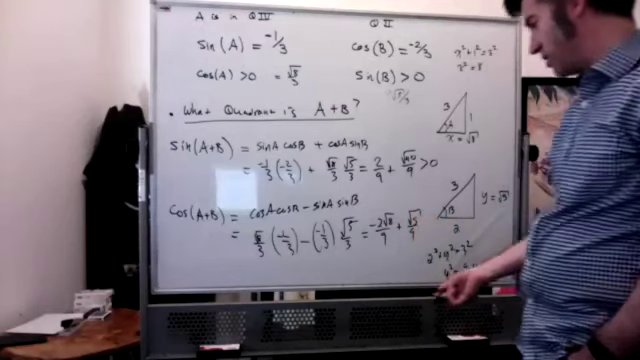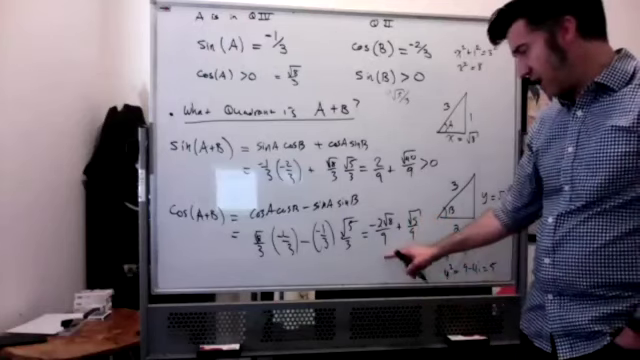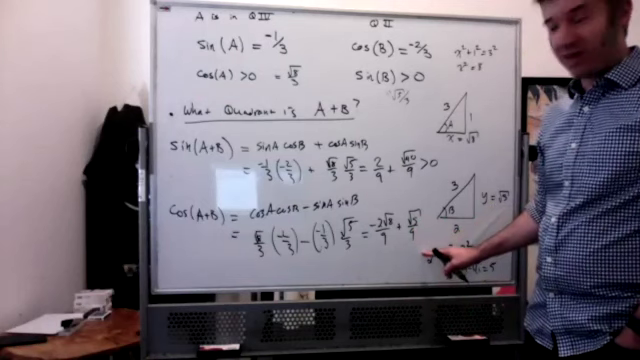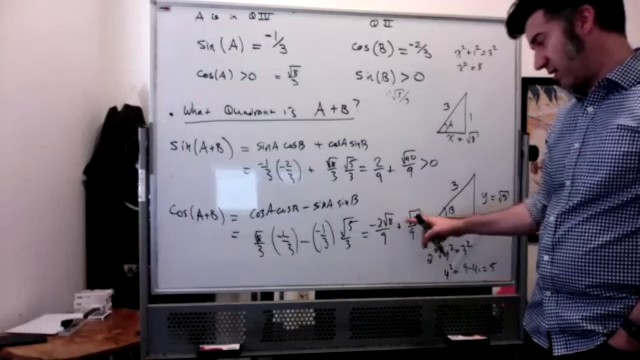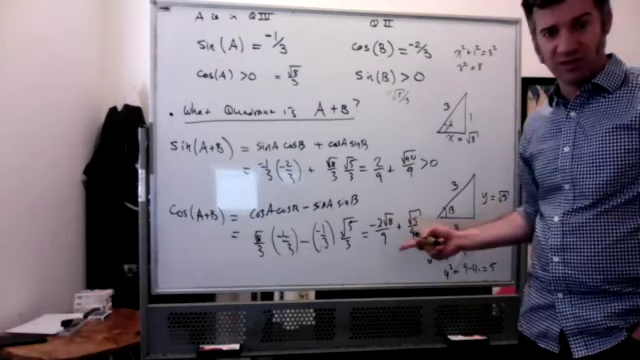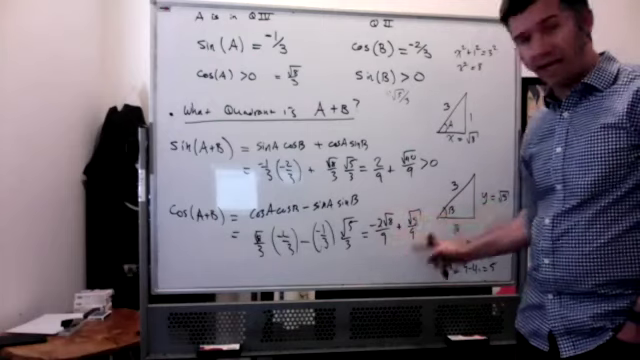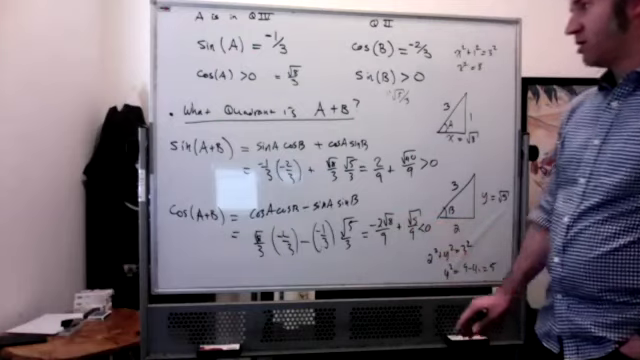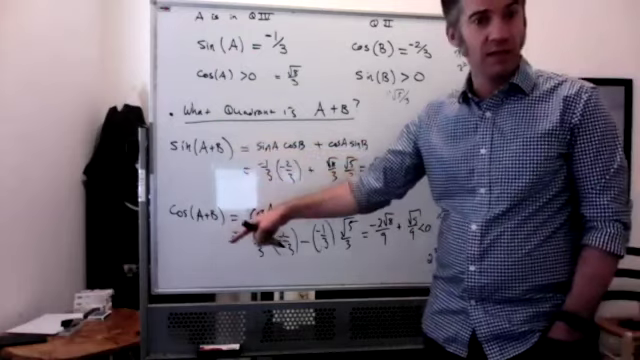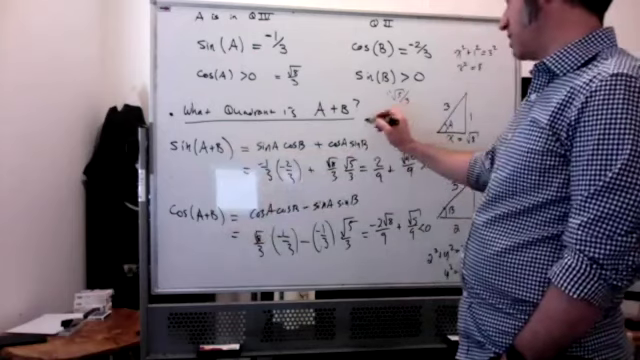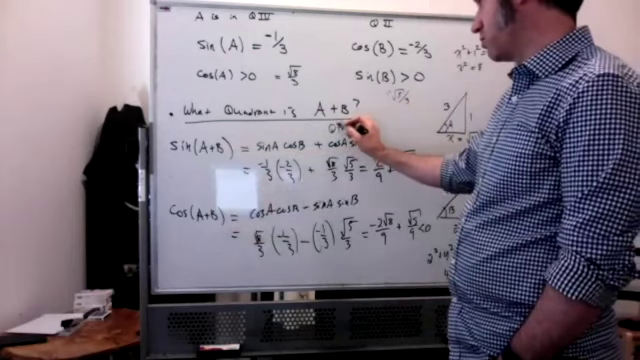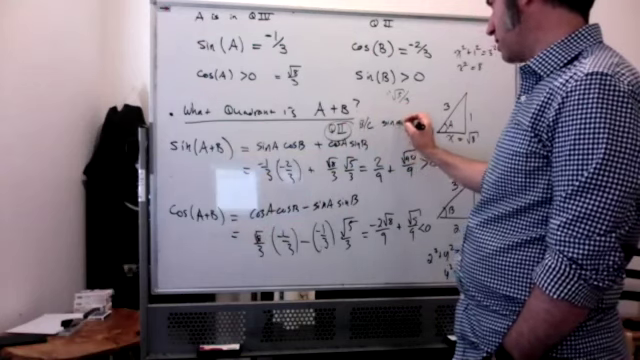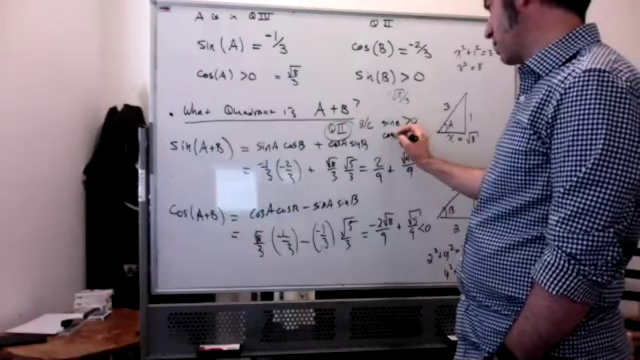So the question now is, which one is bigger? Is the negative thing bigger or is the positive thing bigger? Oh, the negative thing is definitely bigger, right? Square root of 8 is bigger than square root of 5, let alone 2 times the square root of 8. So this is more negative than it is positive. This is going to be less than 0. So since sine is positive and cosine is negative, we can say that A plus B is in quadrant 2.